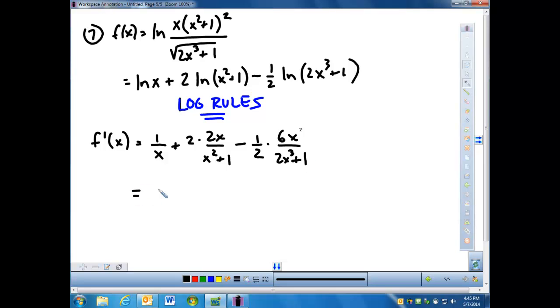And so if I do a little simplifying here, that's 1 over x plus 4x over x squared plus 1 minus 3x squared over 2x to the third plus 1.